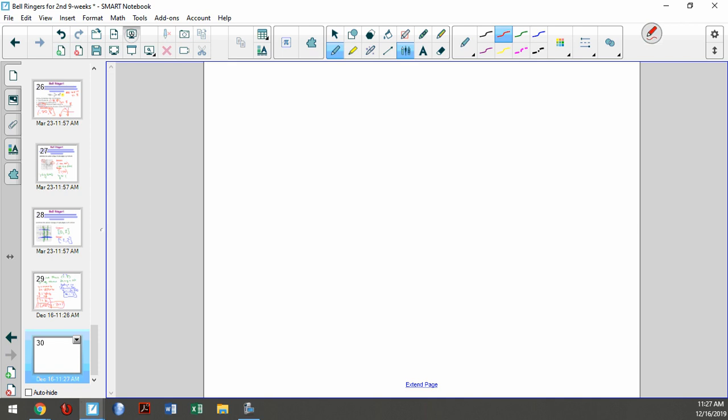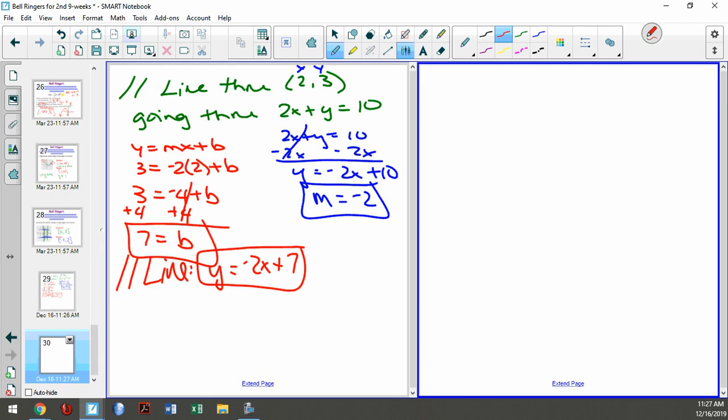Same exact thing, but this time, what do I want? Perpendicular. So if we do perpendicular this time, what is my perpendicular slope? Reciprocal of 2 is going to be 1/2, and instead of negative, it's going to be positive. Do we all understand that? And I'm still going to go through the point 2, 3. Yes?